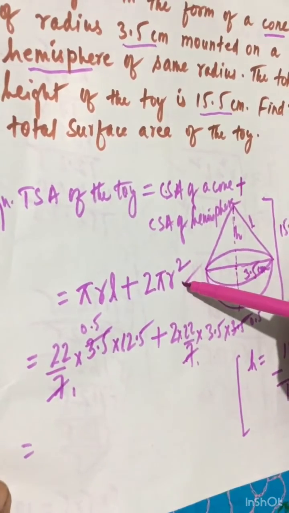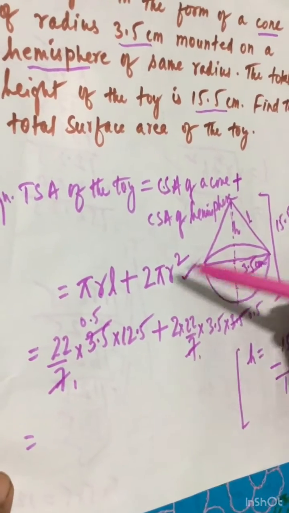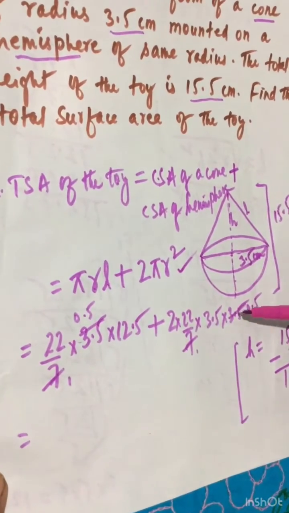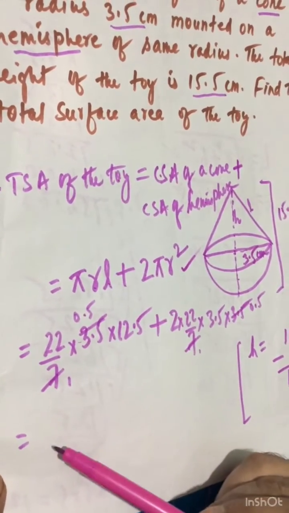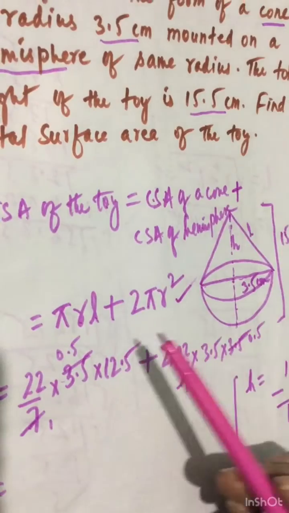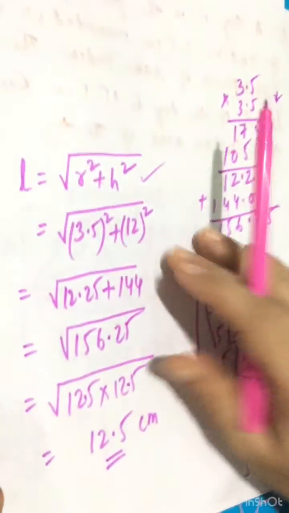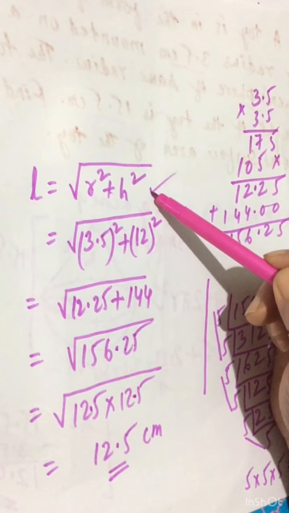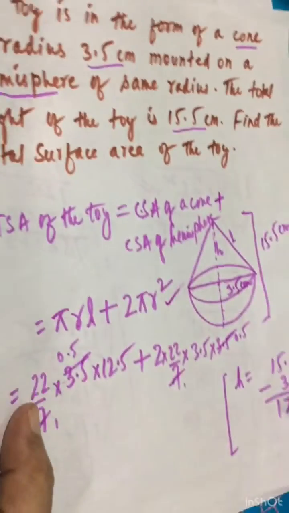So first step itself, we need the formula. For the cone it is pi r L, for the hemisphere it is 2 pi r square. Then we put the values one by one. Now the calculation we can do by taking common or without taking common also. So what value was missing here? Slant height. The slant height formula is square root of r square plus h square. So this value was not given, so we have calculated it separately. So I hope this will help.